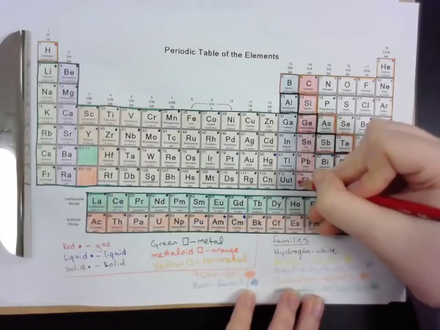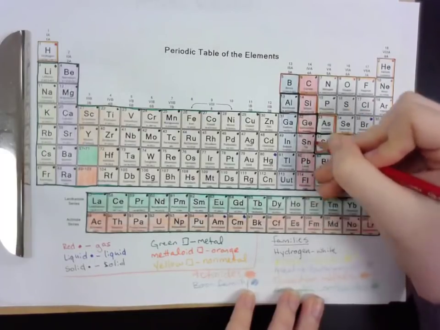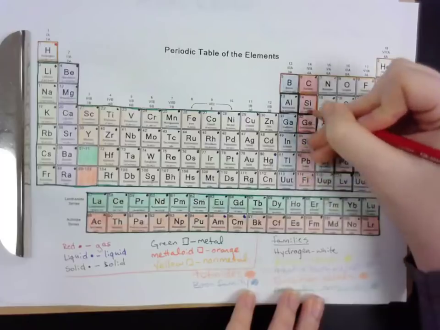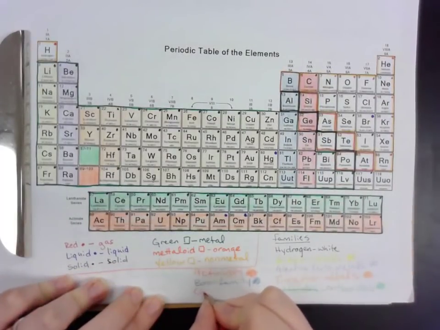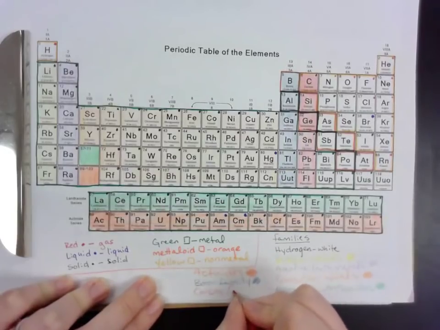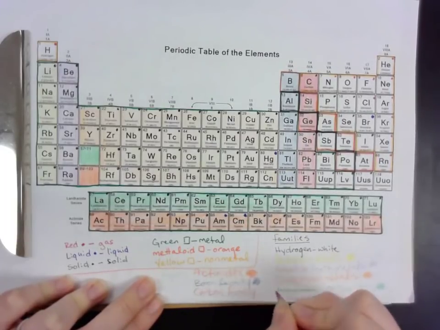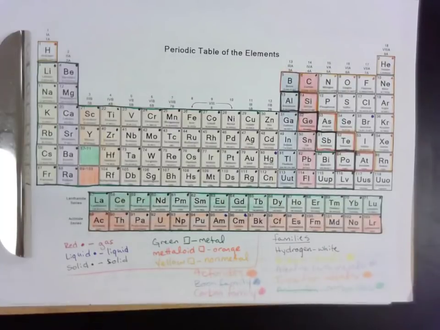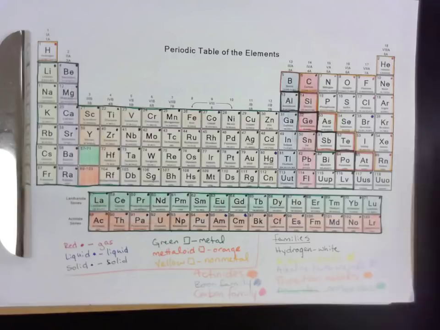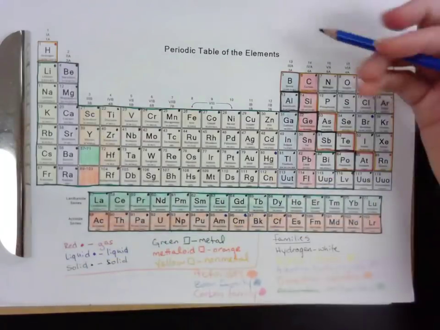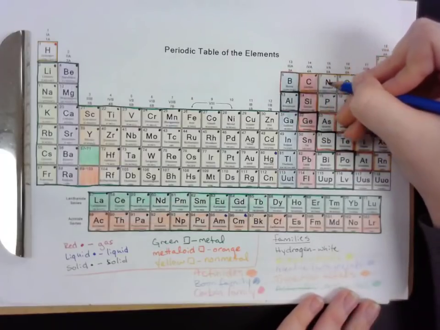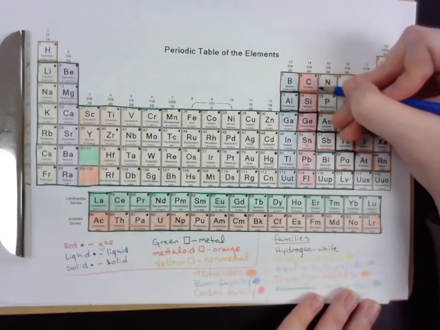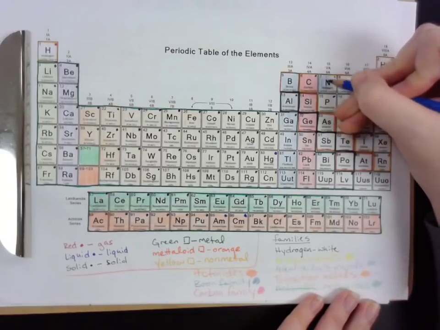Get it all the way shaded in. Okay, so carbon family is red. Next up, we're going to do light blue. Light blue is going to be our nitrogen family, group 15. So starting with number 7, nitrogen, coloring all the way down to the bottom.